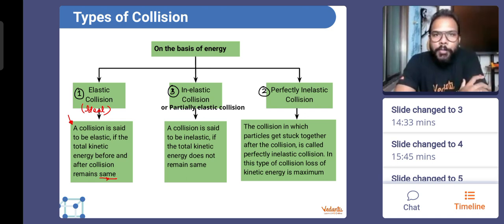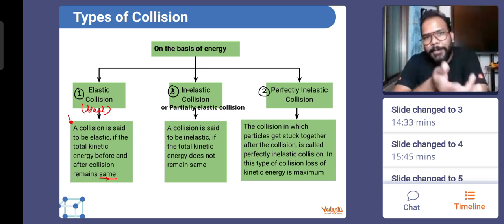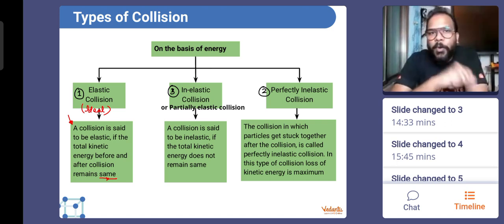Okay, third one is the most practical case, and obviously the least studied one in JEE preparation, because you require a lot of practical data when you study things which are not ideal or which are more practical. So collision is said to be inelastic or partially elastic if the total kinetic energy does not remain constant, but it is also not the maximum lost quantity. Okay, guys. Now, depending upon how the two objects are moving before and after the collision.